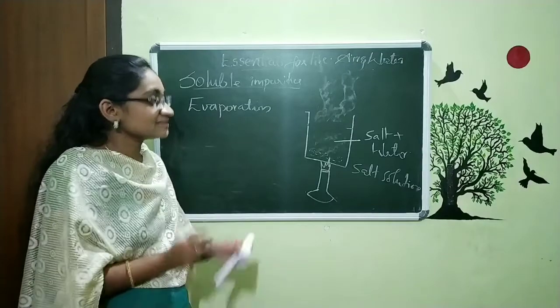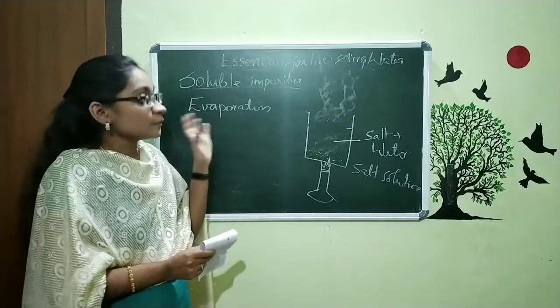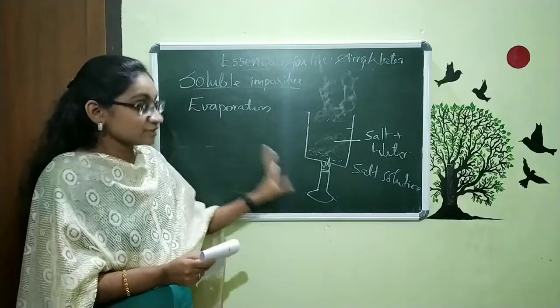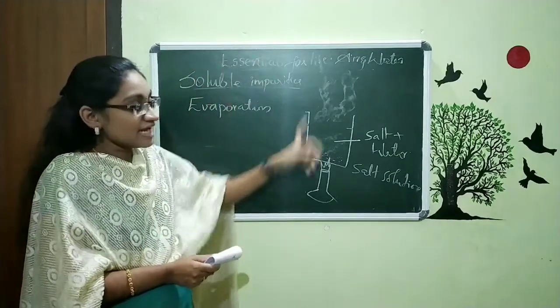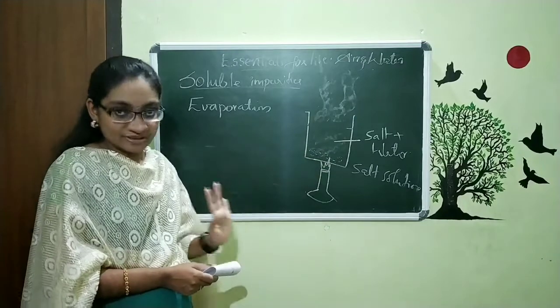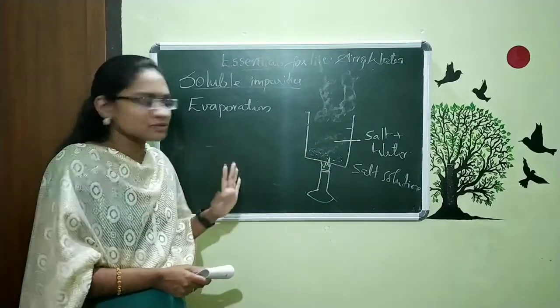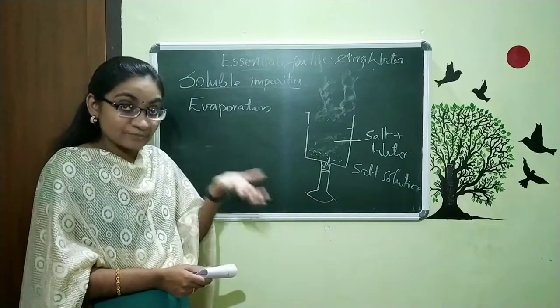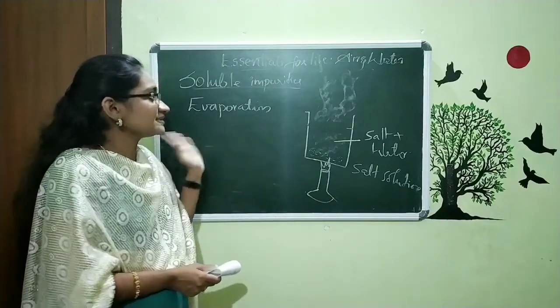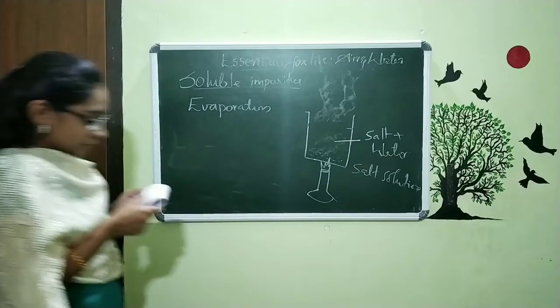So the process is this. In evaporation, we heat this mixture, so the water escapes as steam, and you get the impurity. Here we can call the salt the impurity. So the impurities get deposited at the bottom of the beaker. This is what happens in evaporation.